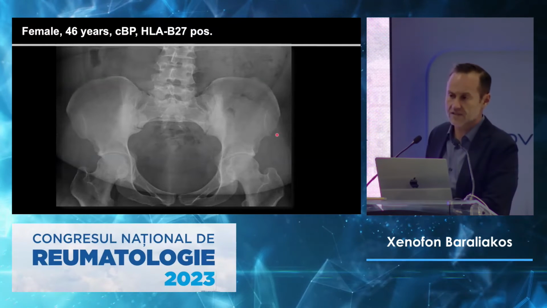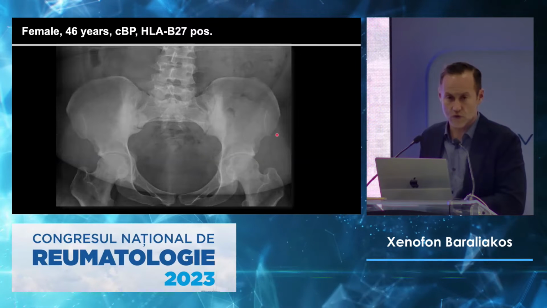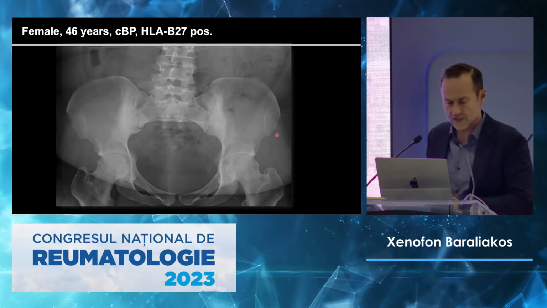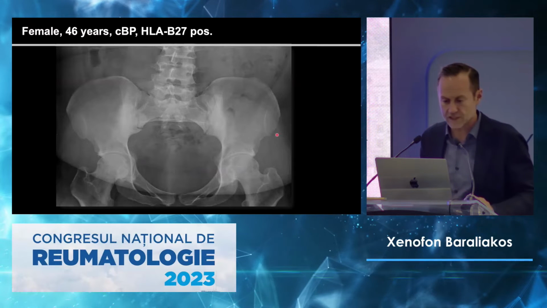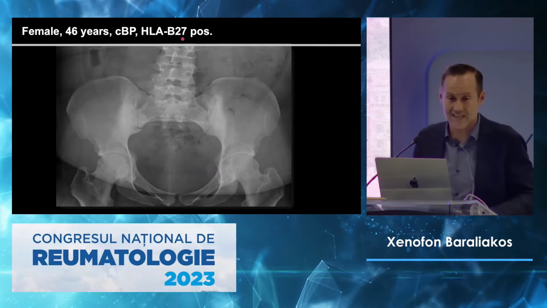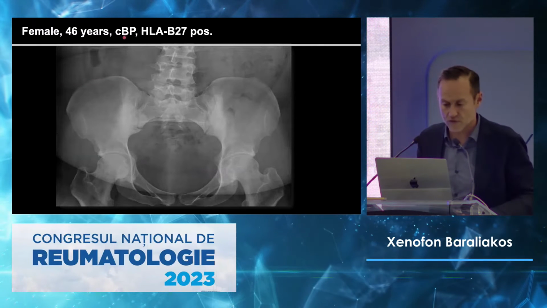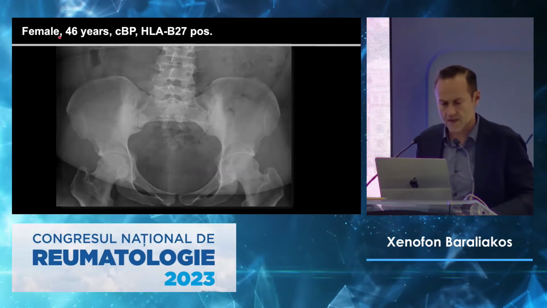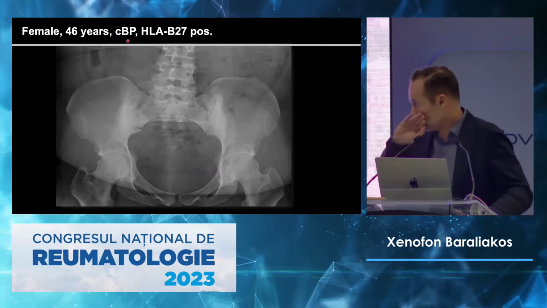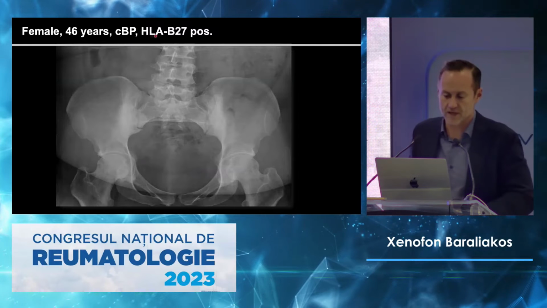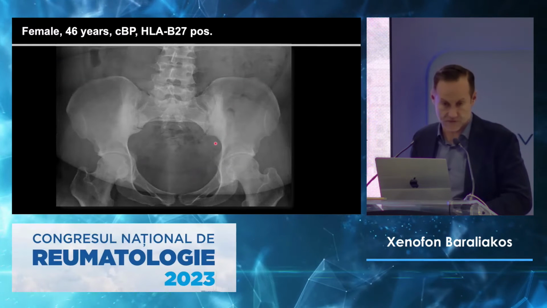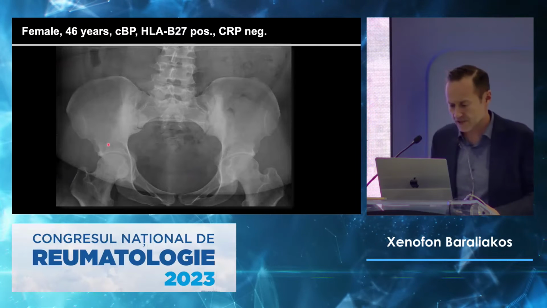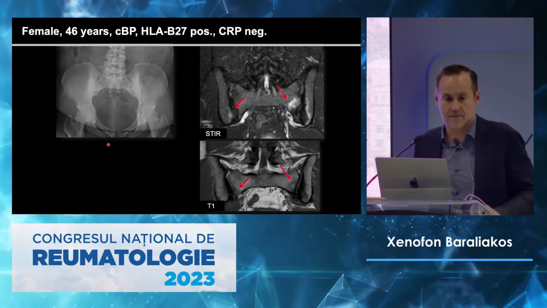So I showed you these kind of things before. If we go into one or two cases again, and you look at this female 46-year-old B27 positive patient with chronic back pain. So she's 46, she's female, has had back pain now for many years, and is B27 positive. And the X-ray is positive, with sclerosis on both sides. CRP was negative, and we did the MRI.